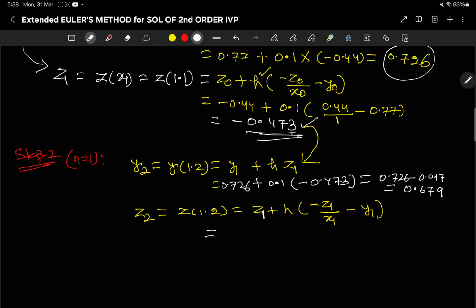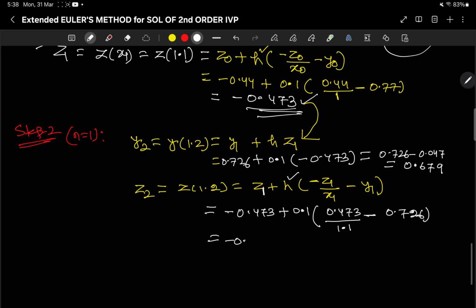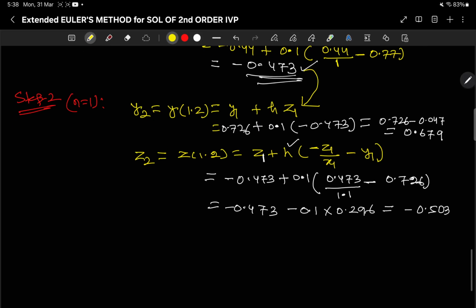So now coming to my z2, it will be z1, which is minus 0.473, plus h, which is 0.1, into minus z1, meaning 0.473, divided by x1, which is 1.1, minus y1, which is 0.726. If I simplify it, it will be minus 0.473 minus 0.1 into 0.296. So this will be equal to minus 0.503. Okay.